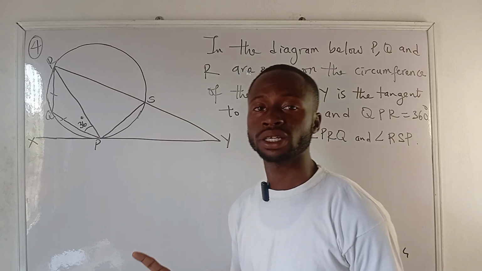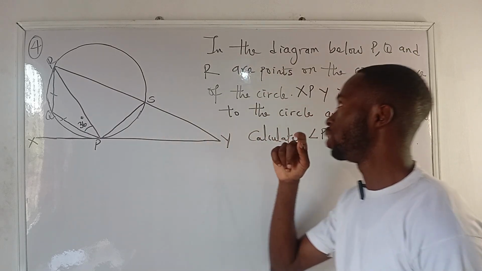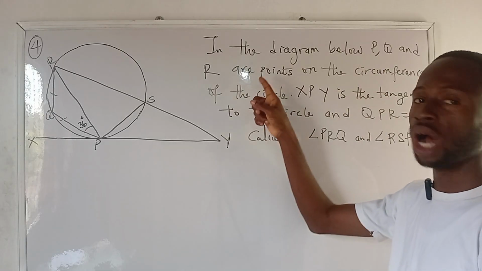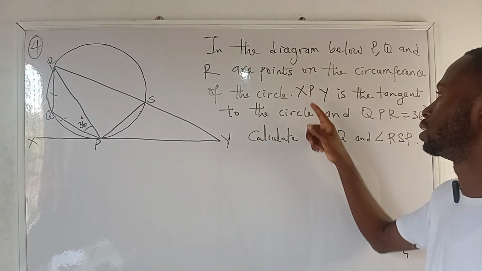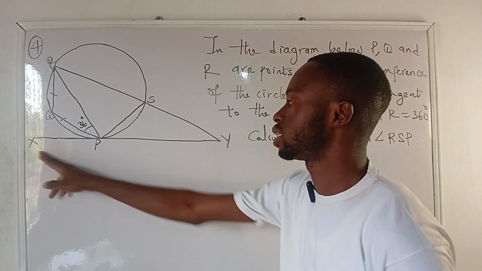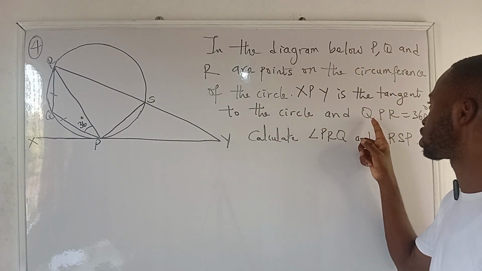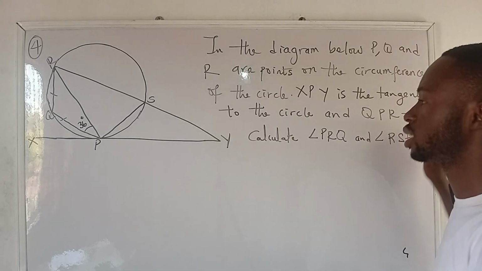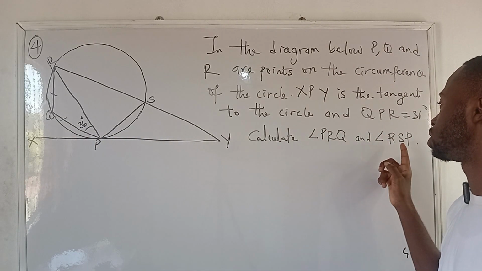Hello, welcome to the fourth practice question on circle theorem. We have this diagram, and we are told that in the diagram, P, Q, R are points on the circumference of the circle, and XPY, that is this line here, is tangent to the circle, and we are told that QPR is 36 degrees, and we are asked to calculate PRQ and RSP.